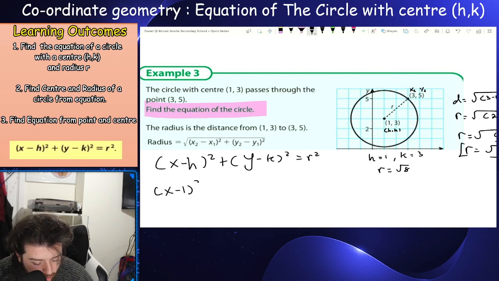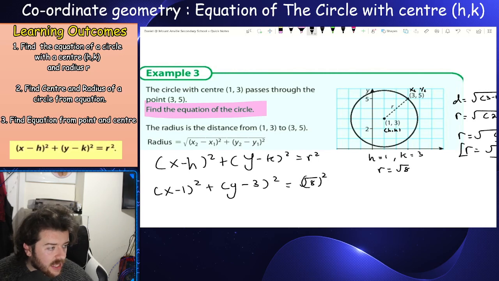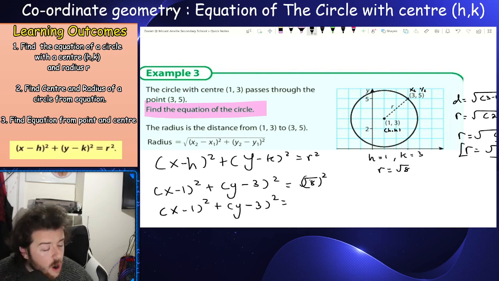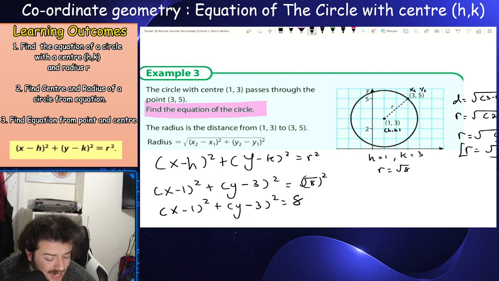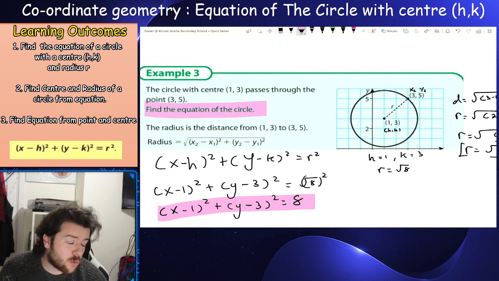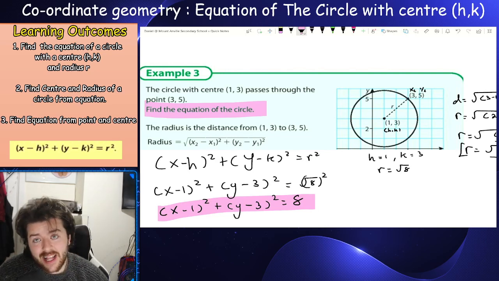(x − 1)² + (y − 3)² = (square root 8)². If I'm squaring a square root, it cancels out, or put in your calculator, click equals, and I get 8. So therefore, the equation of this circle is (x − 1)² + (y − 3)² = 8, ladies and gentlemen.